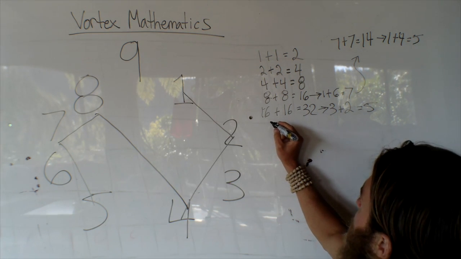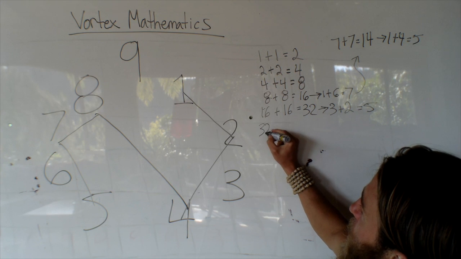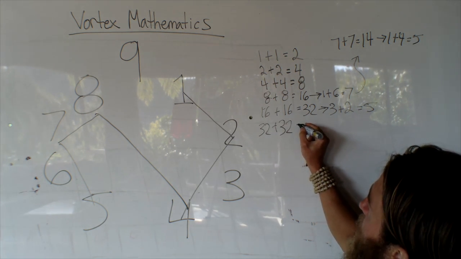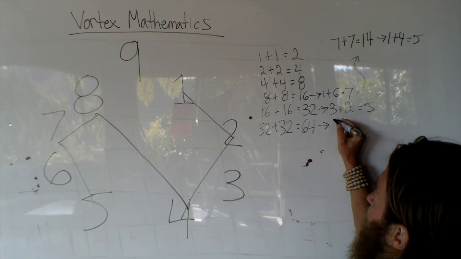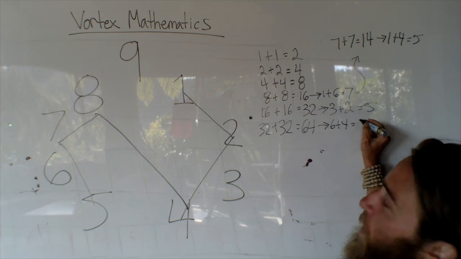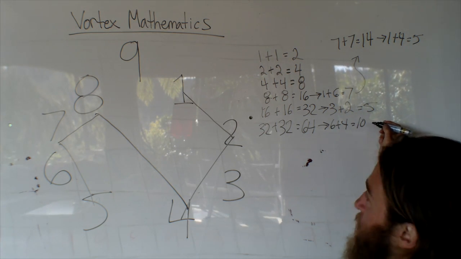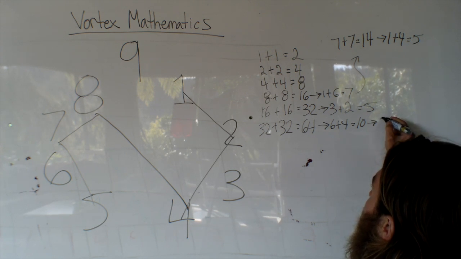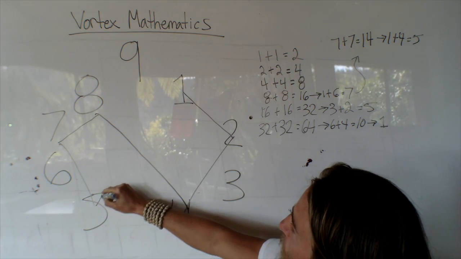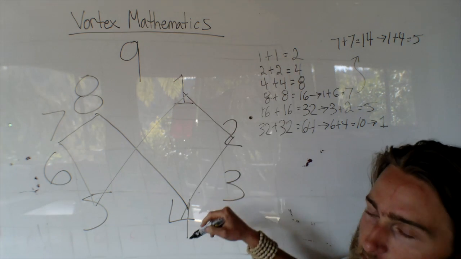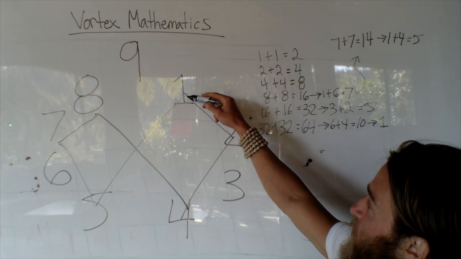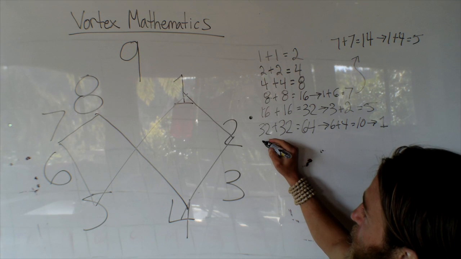So let's continue with the pattern. 32 plus 32 equals 64. Then 6 plus 4 equals 10. And then 1 plus 0 equals 1. Coming back up to 1. Now, we have a pattern here. It's an infinity sign. So we're just going to follow the same pattern. So we can do it again.